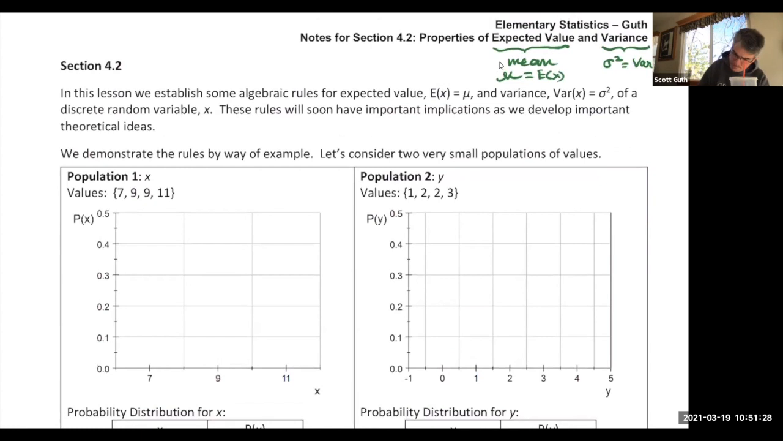Okay, so let's go ahead and read this. It says, in this lesson, we established some algebraic rules for expected value and variance of a discrete random variable. These rules will soon have important implications as we develop important theoretical ideas.